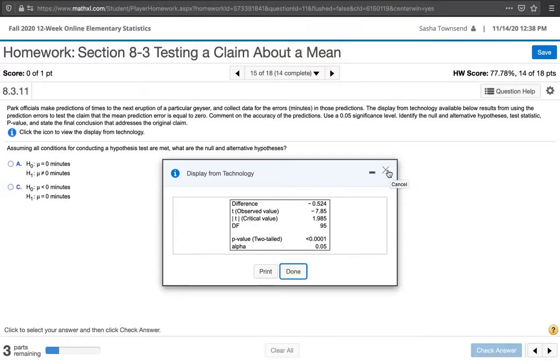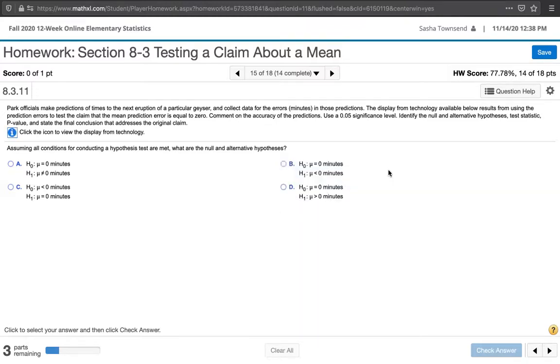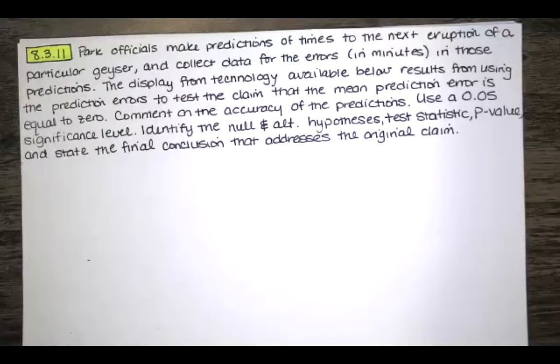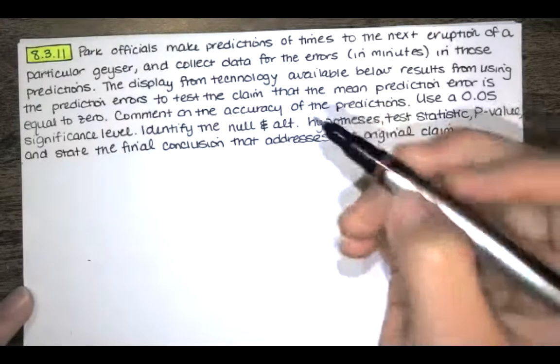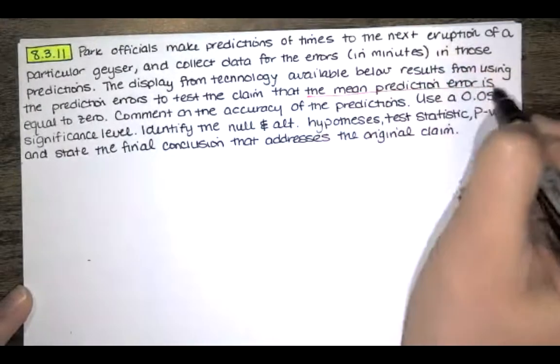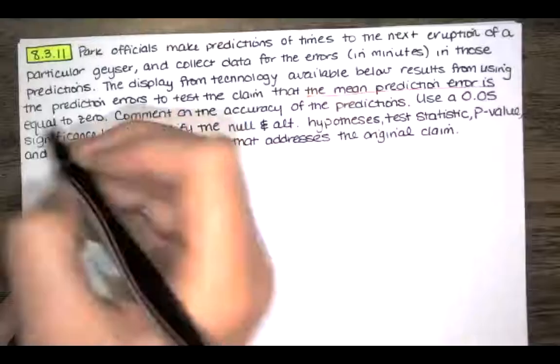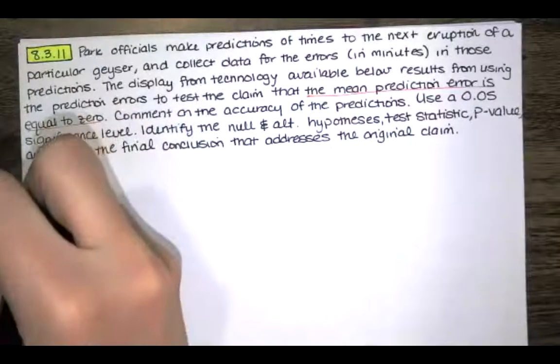But the first thing we need to do, the first thing that we always do whenever we're conducting a hypothesis test, is identify the null and alternative hypotheses. So let's do that on paper. The first thing we want to do is identify the claim. It says we're testing the claim that the mean prediction error is equal to 0.